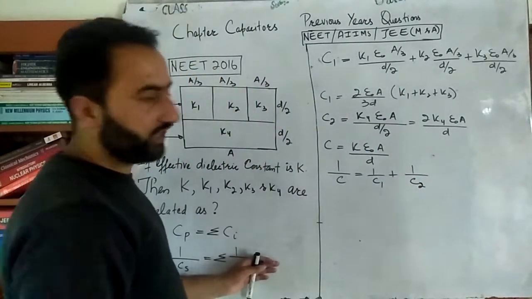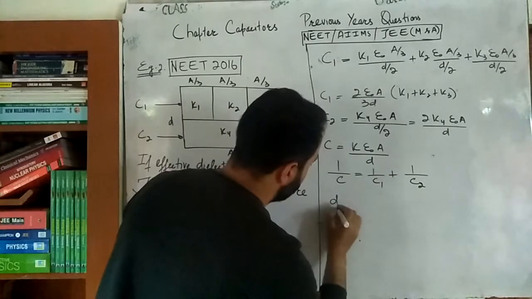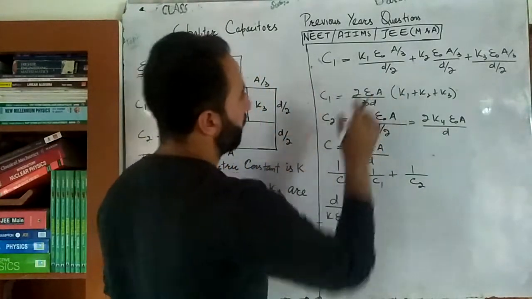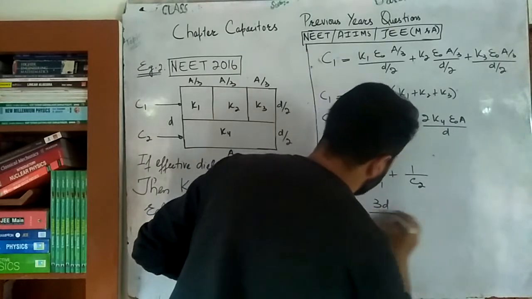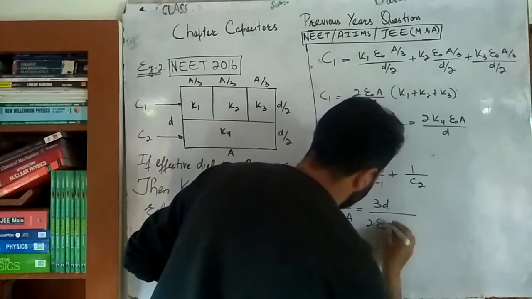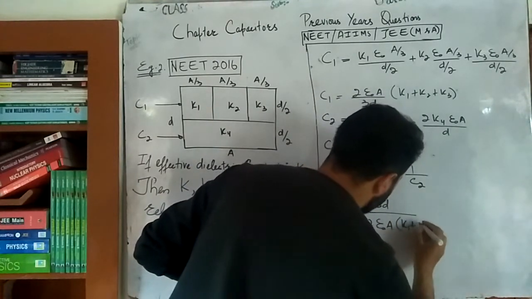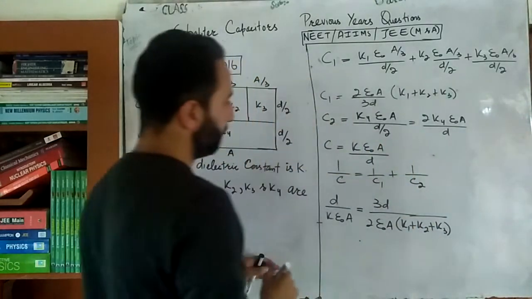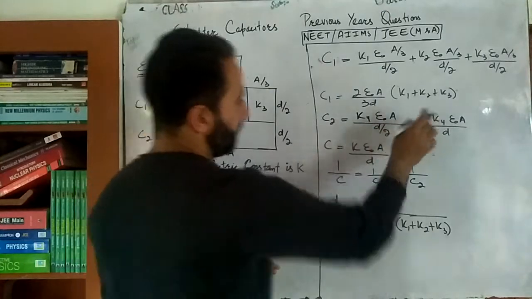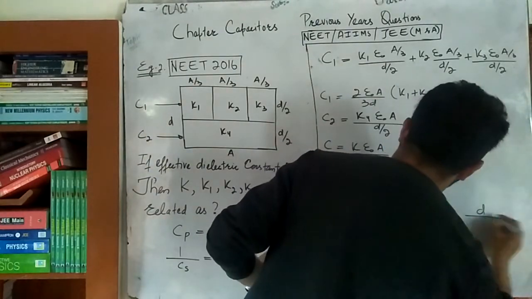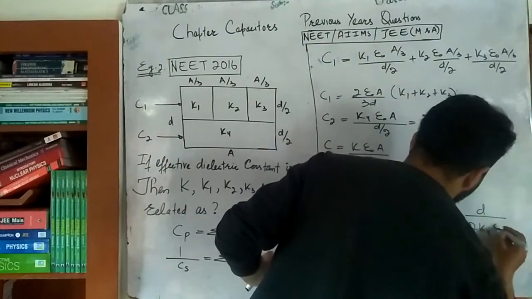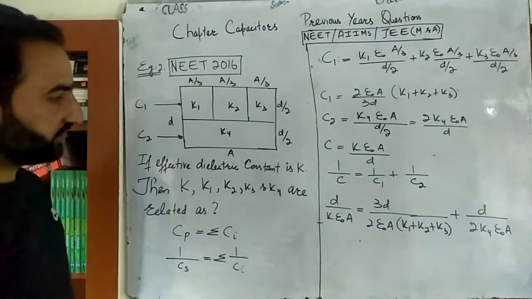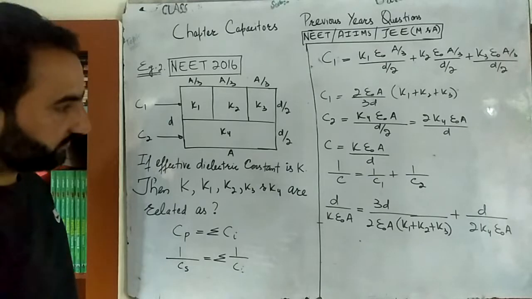Now substitute the values. The reciprocal of this here will be D divided by K epsilon naught A, equal to the reciprocal of this, that is 3D divided by 2 epsilon naught A multiplied by K1 plus K2 plus K3. Then 1 by C2 implies the reciprocal of this, so plus D divided by twice K4 into epsilon naught multiplied by A. Again, D divided by epsilon naught A will vanish, and what we are left with is the answer.